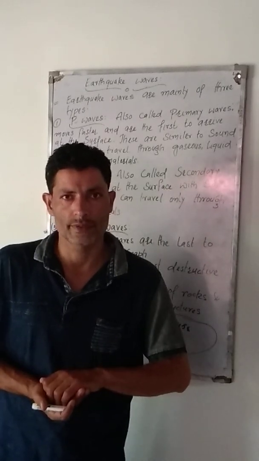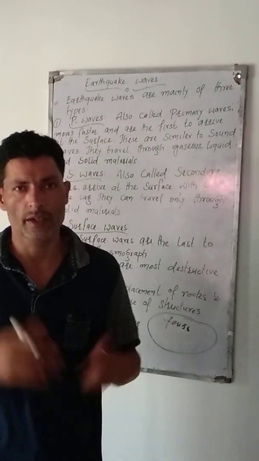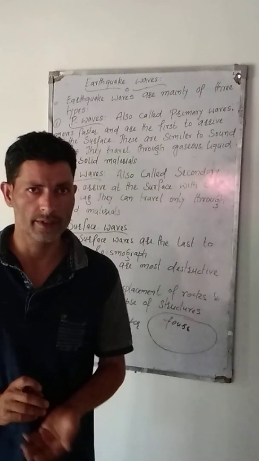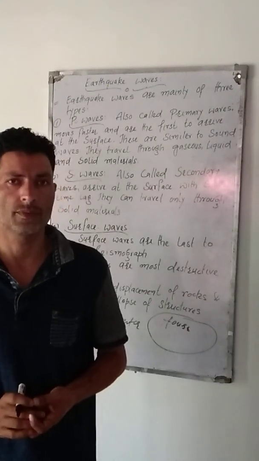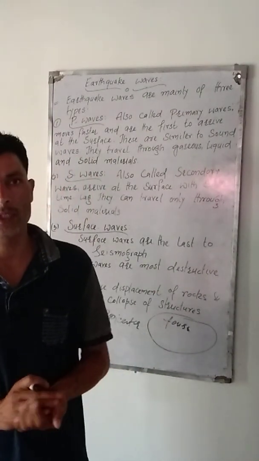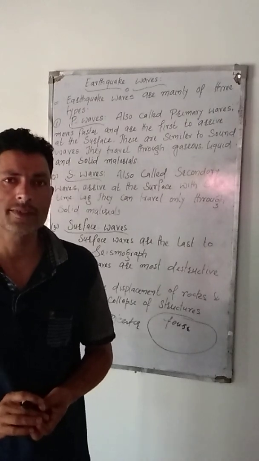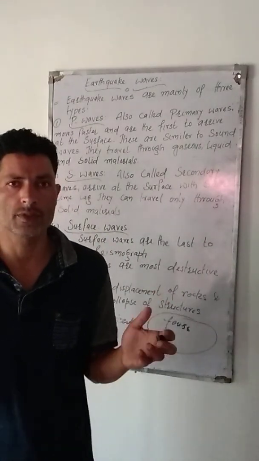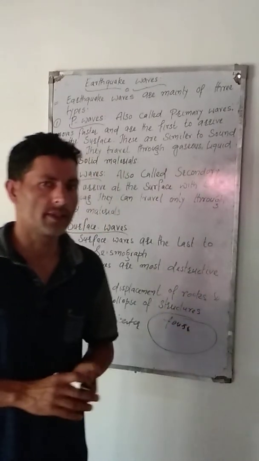And number two is the S waves, which are also called secondary waves. These secondary waves report on the earth with some time lag. In simple words, they report on the surface of the earth after the initiation of the primary waves. And one more point about the S waves, or secondary waves, is that they can travel only through solid materials.